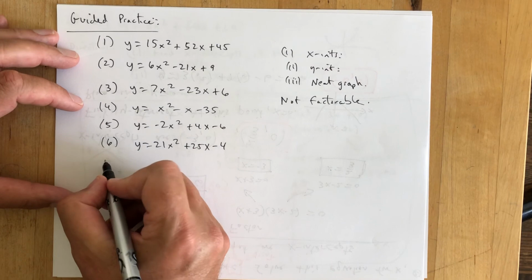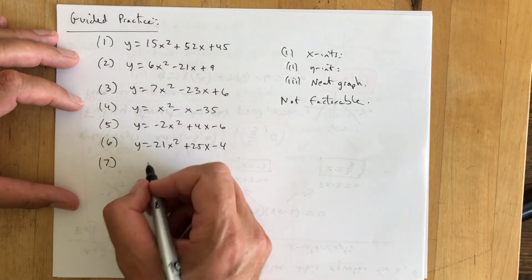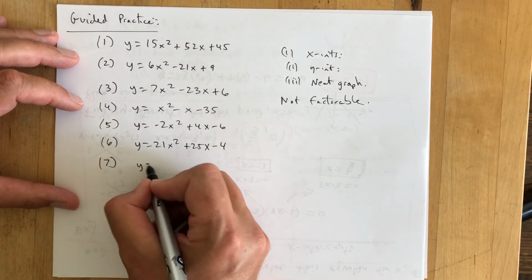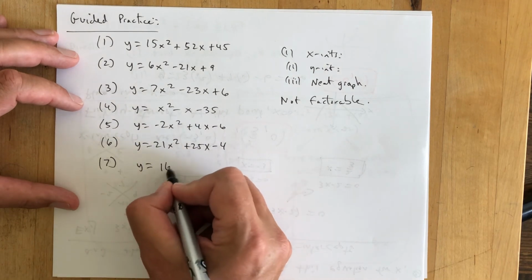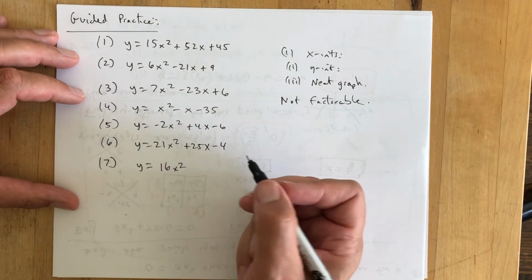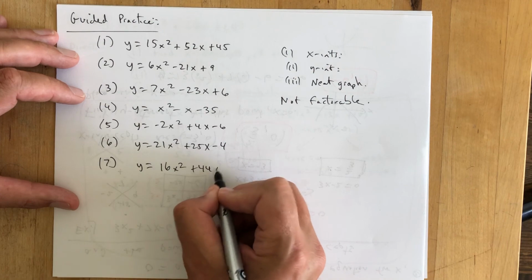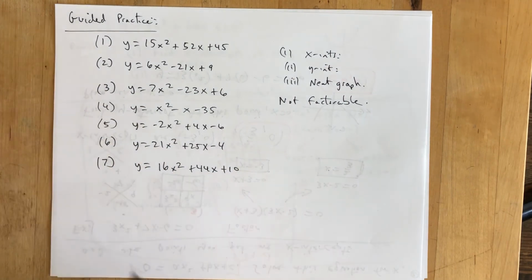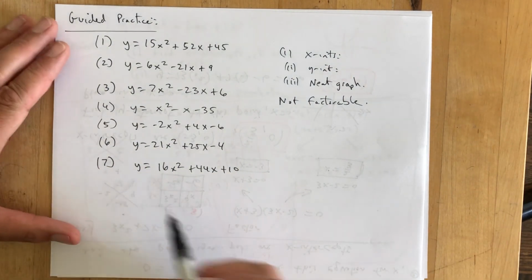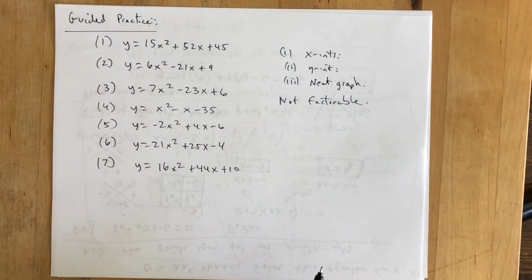I don't like even numbers. I'll do one more. Y equals 16x squared plus 44x plus 10. I hate even numbers. All right, so we're gonna do 7. This should take you to the end of the period. So make sure you turn it in before 4 o'clock on Brightspace.